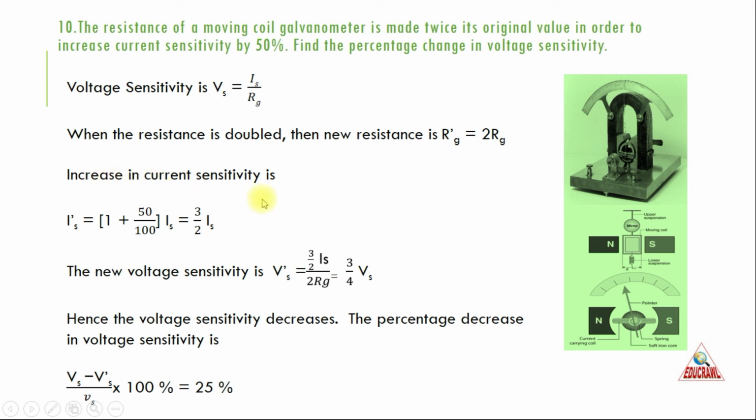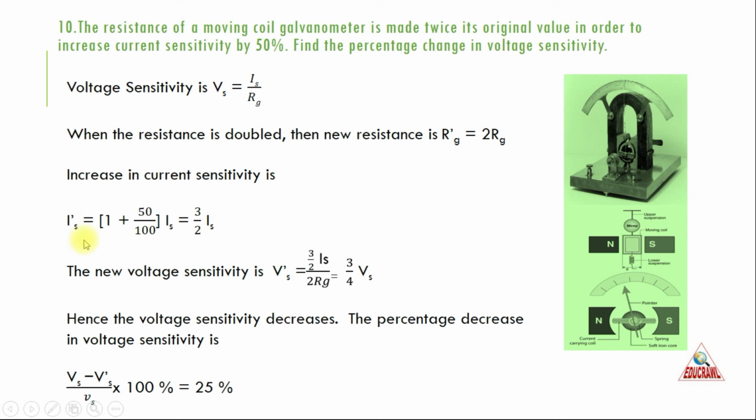And similarly, there is an increase in current sensitivity. The current sensitivity is increasing by 50%. That is, original current sensitivity is IS. The new current sensitivity is IS dash, which is given by, it is increased by 50% of IS. So, the equation is IS dash is equal to 1 plus 50 by 100 into IS. 50 by 100 is nothing but 5 by 10. 5 by 10 is nothing but 1 by 2. That is 1 plus 1 by 2. 1 plus 1 by 2 is nothing but 3 by 2. So, IS dash is equal to 3 by 2 IS, where IS is the initial current sensitivity.